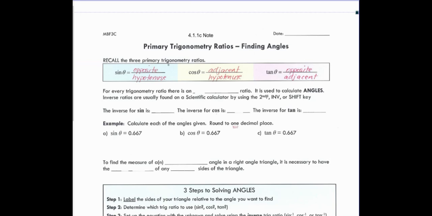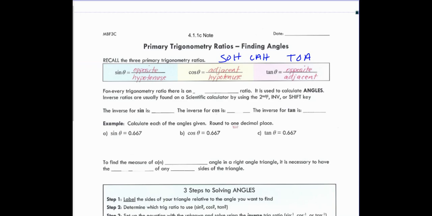Anyways, let's recall again. Our sine is opposite over hypotenuse. Okay, so we have SOH CAH TOA. And the first letter of each thing is the order in which we do it. So in other words, S for sine, O for opposite, H for hypotenuse. So we end up using those to help us.